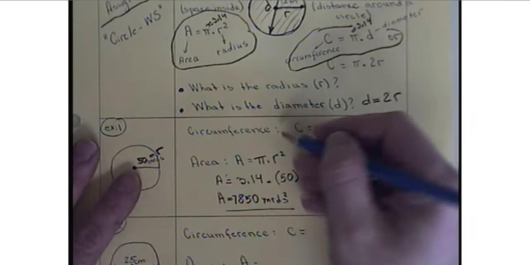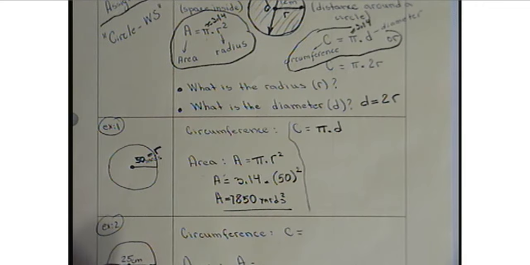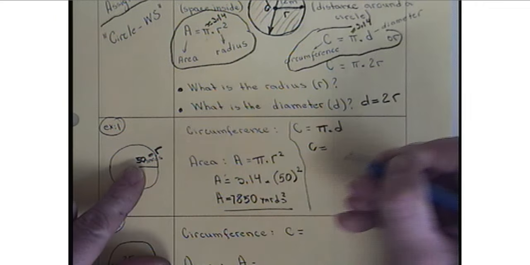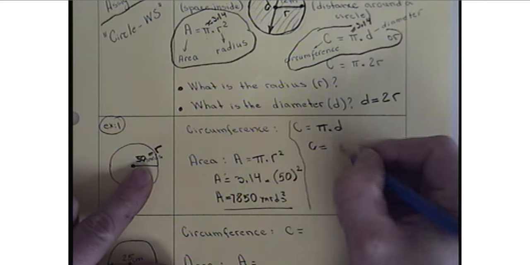We're done with the area. Let's take a look at the circumference. Now the circumference is pi times d. We know pi is 3.14.